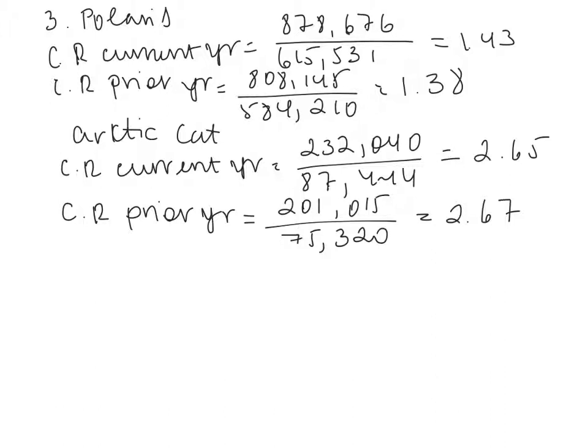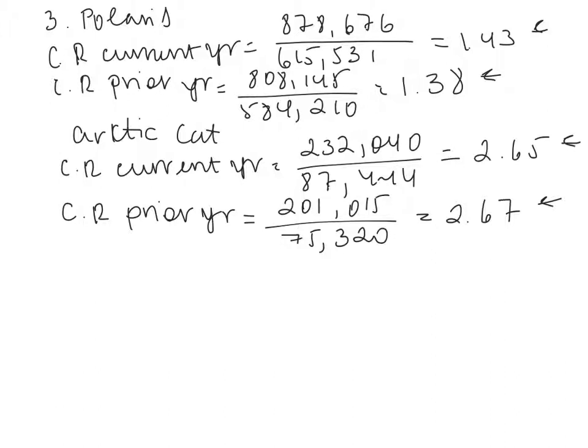Now again, when we compare the current ratios of both companies for current year and then the same companies for prior year, we find that the current ratio for Arctic Cat, which is 2.65 for current year, is greater than the current ratio for Polaris for the same year of 1.43. The same thing with the prior year. The prior year's current ratio for Arctic Cat is also greater, it's 2.67, than the current ratio for the same year for Polaris, which is 1.38.